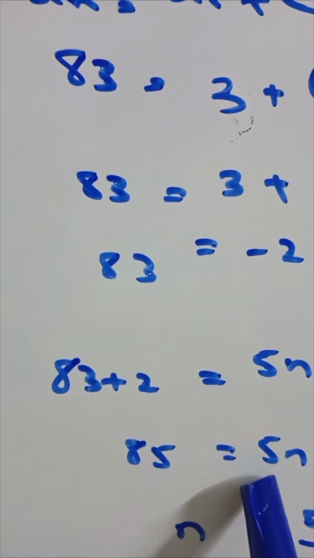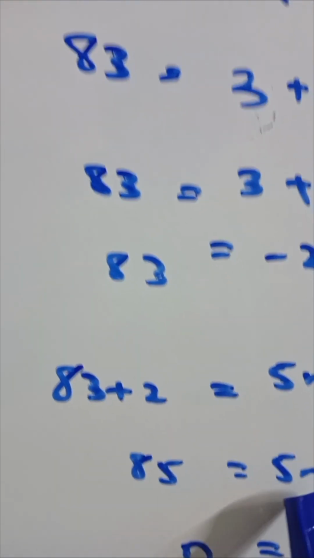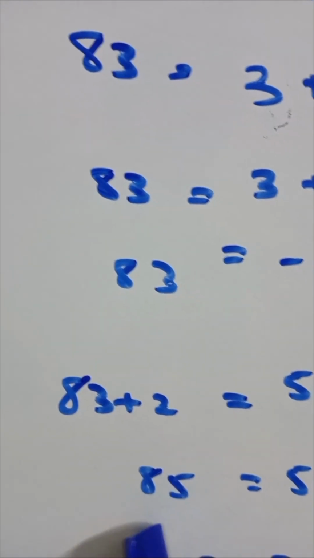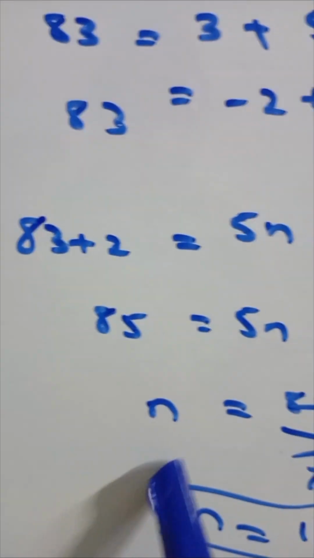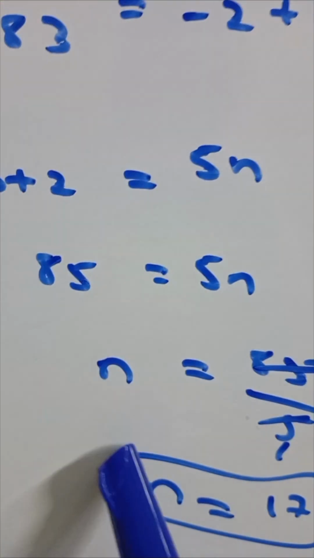As you know, 5 and n are multiplying, so we divide by 5 after the equals sign. So n equals 85 by 5. 5 ones are 5, 5 sevens are 35, so n equals 17. So hence 83 is the 17th term of the arithmetic sequence 3, 8, 13.